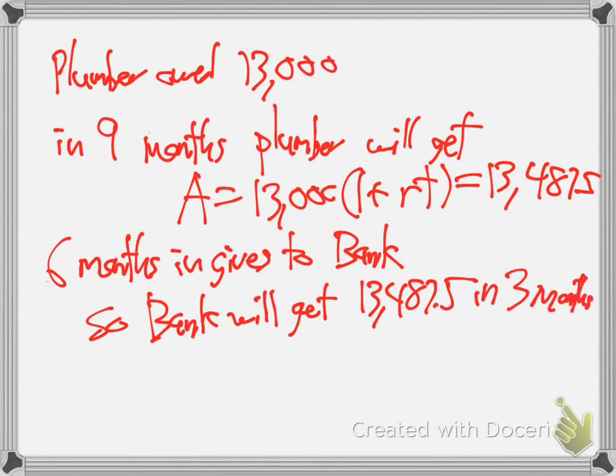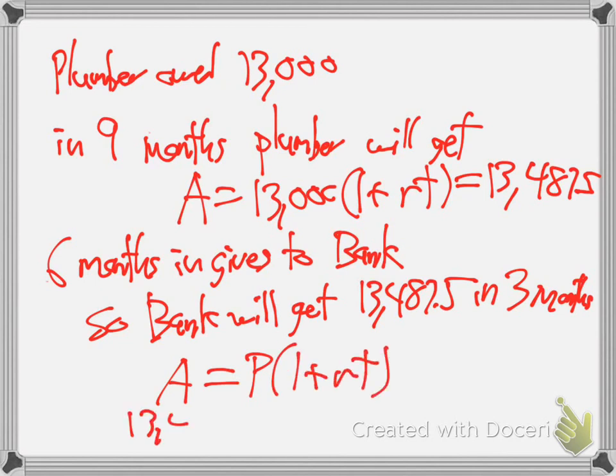The bank will get that in 3 months because at 6 months in, they obtain that note, so they've got 3 months to wait. And so when they get that note, the bank will look at it and go, this thing in 3 months is worth that. That's what they would think, right? In 3 months, it's worth that. We know we're going to have a value of $13,487.5 in 3 months.